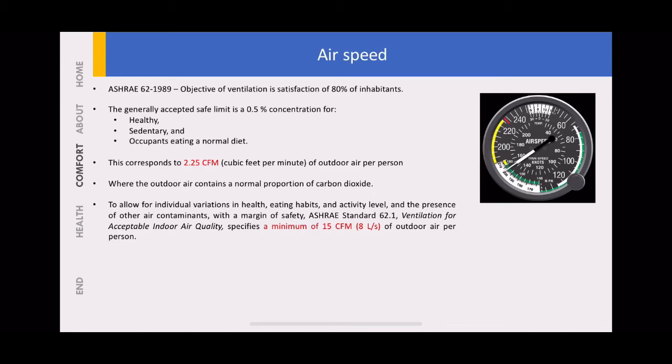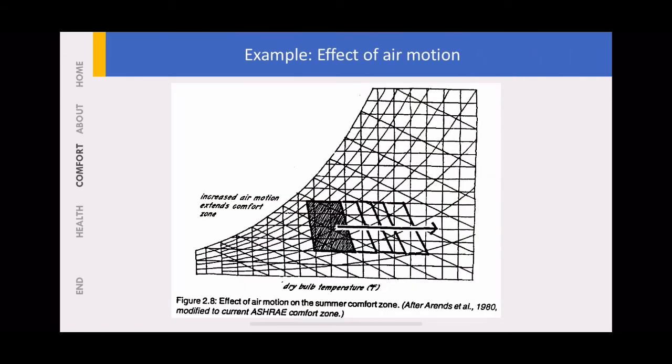Example of air motion: the effects of air motion in the summer comfort zone is given by this psychrometric chart diagram, right? The higher the temperature in the summer, the comfort zone extends towards the right. That means it becomes wider.